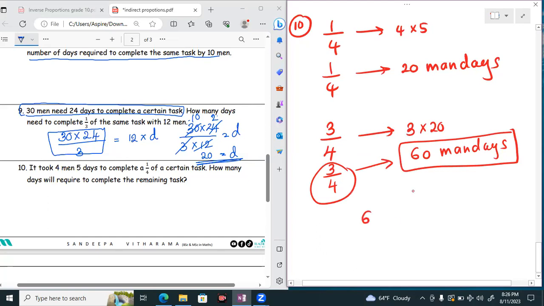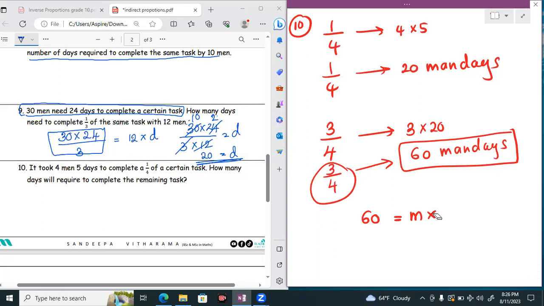Then 60 equals the number of men times the number of days. Okay. Then how many men are there to complete this work? The same number of men are there.